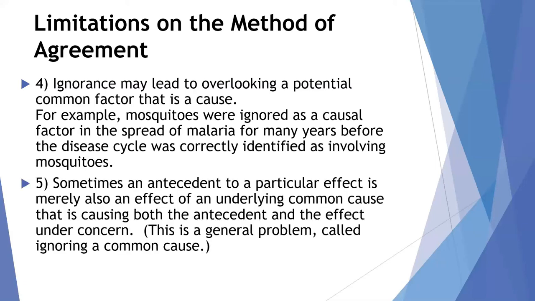Now, sometimes an antecedent to a particular effect is merely also an effect of an underlying common cause that's actually causing both the antecedent and the effect under concern. Now, that's a general problem. We'll look at this in a different video on causation, and this is called ignoring a common cause.